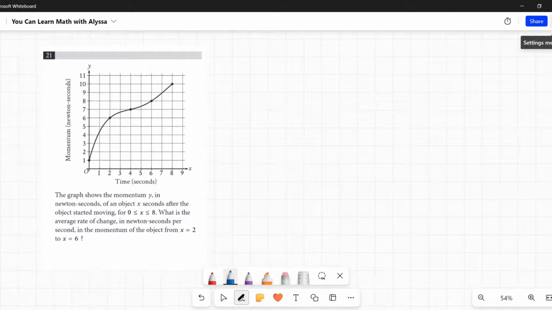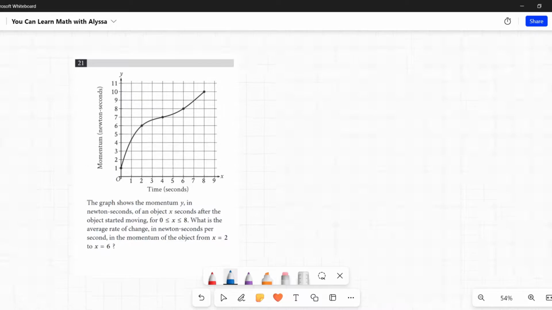Number 21, the graph shows the momentum y in Newton seconds of an object x seconds after the object started moving, for 0 is less than or equal to x, which is less than or equal to 8. What is the average rate of change in Newton seconds per second in the momentum of the object from x equals 2 to x equals 6? Average rate of change is slope. That's what it means. So this is simpler than it seems. And they're even telling you it's in Newton seconds per second.